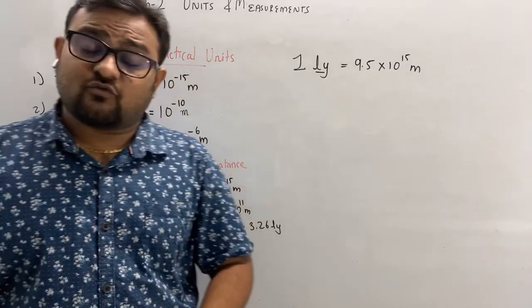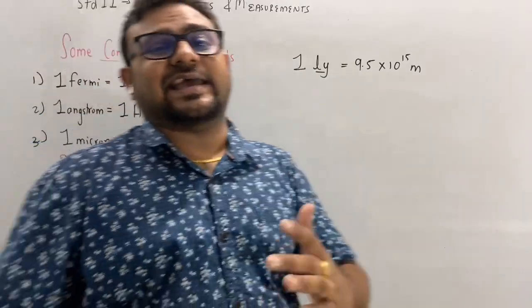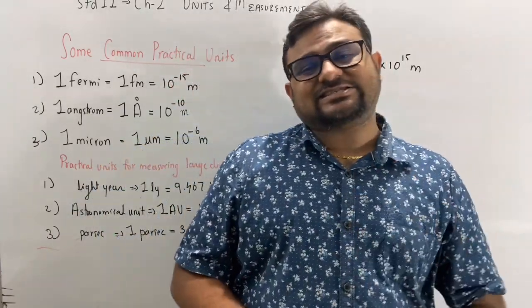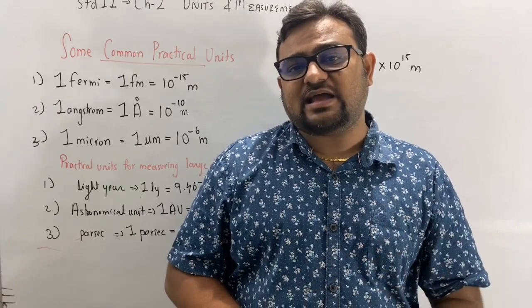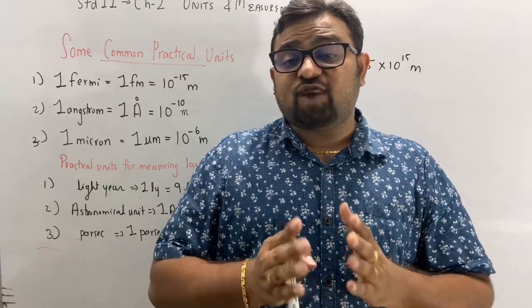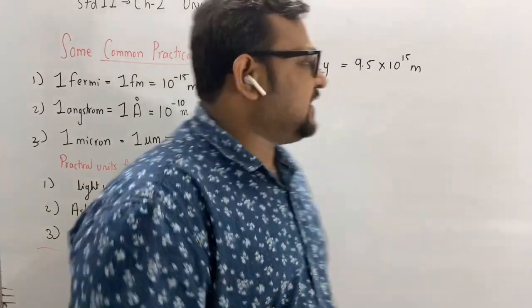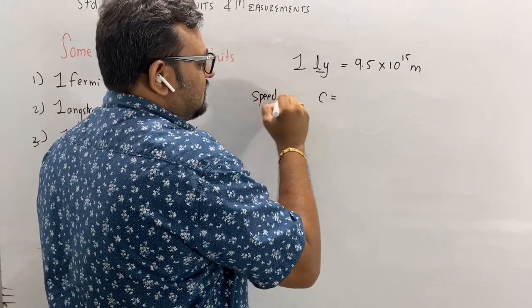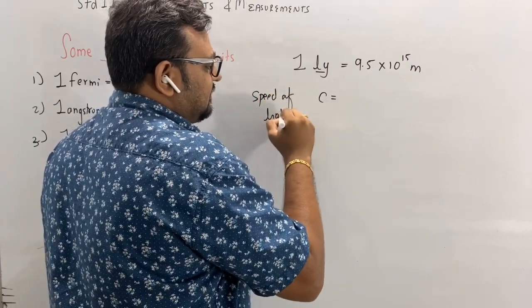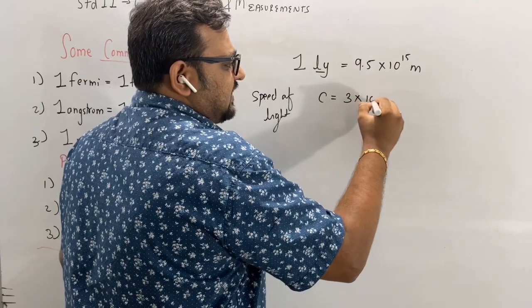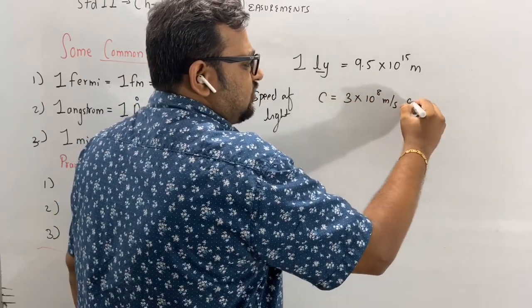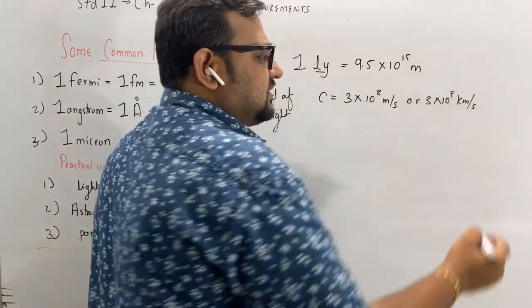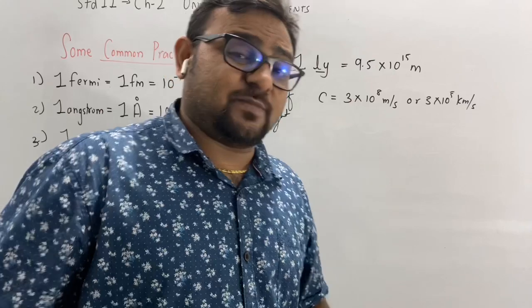Now, what is 1 light year? 1 light year is the distance covered by light in 1 year. What is the speed of light? C, the speed of light, is 3 into 10 raised to 8 meter per second, or 3 into 10 raised to 5 kilometer per second, means 3 lakh kilometer per second.